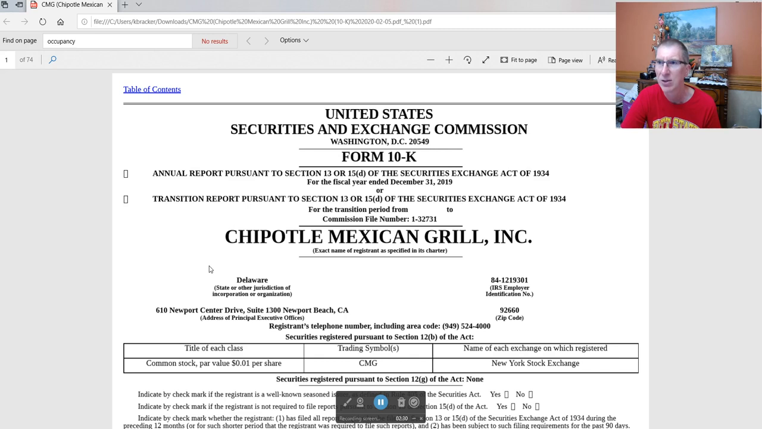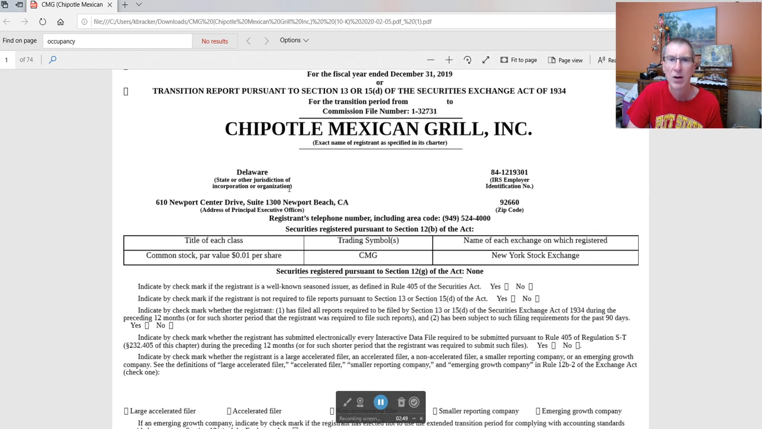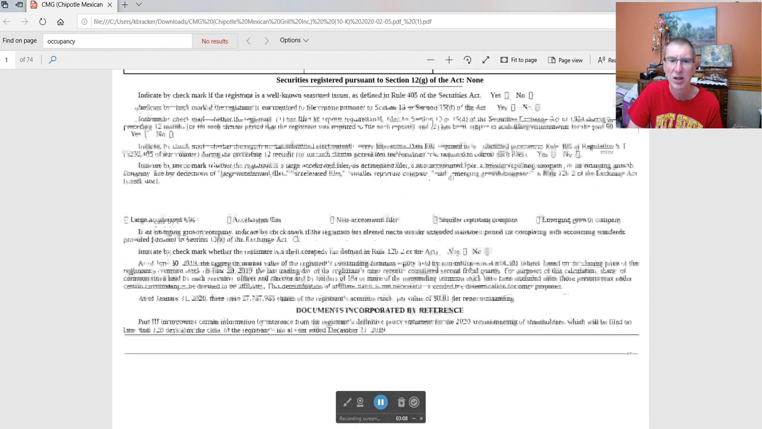It's easier to understand the business. This is going to be a quick overview of the 10K. We'll spend more time going through the 10K in detail later on. This is kind of just a highlight sheet. One of the things you'll see right here is this is Chipotle Mexican Grill. They are incorporated in Delaware, where the majority of companies are incorporated. Common stock, par value 1 cent per share. Par value is not something that's very meaningful for common stock. And the ticker symbol is CMG, trading on the New York Stock Exchange.